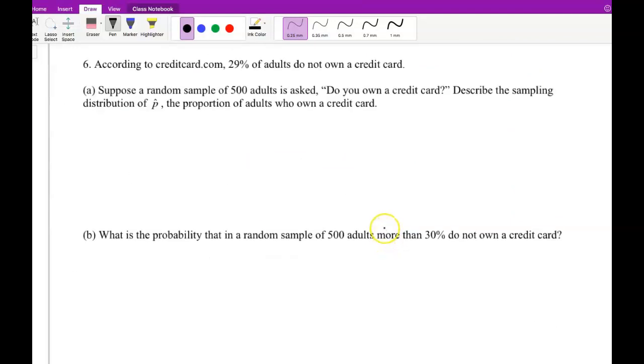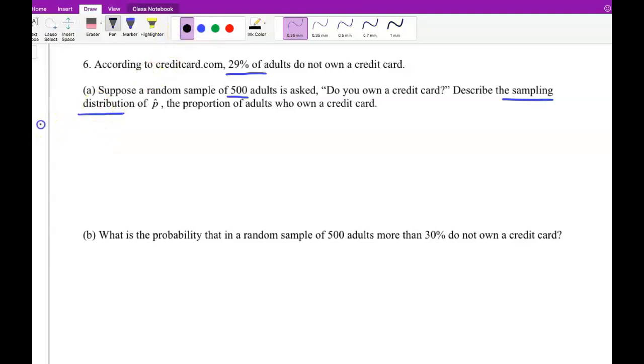Now, number 6. Let's suppose we have 29% of adults do not own a credit card. Part A, suppose we take a random sample of 500. Let's ask, do you own a credit card? Describe again, we need to describe the sampling distribution of p hat, the sample proportion of adults owning a credit card. So again, all those 3 steps.